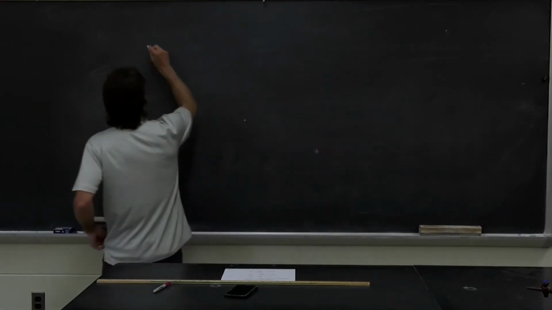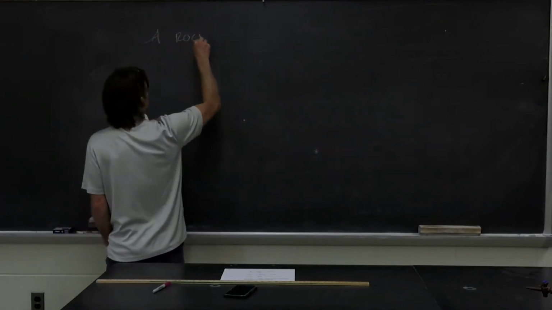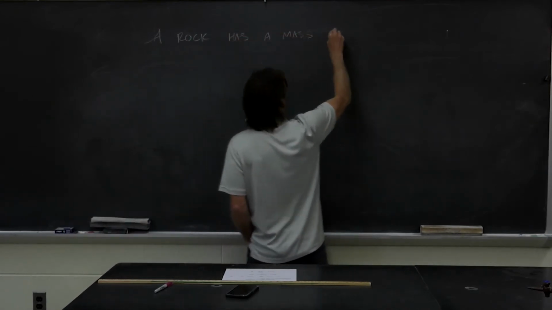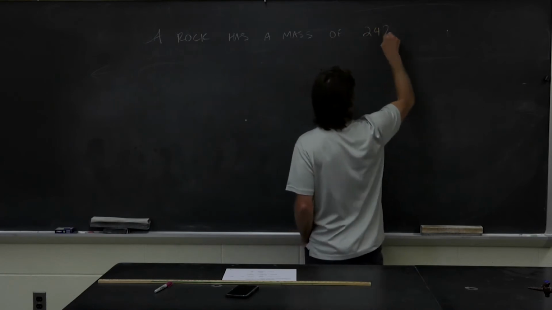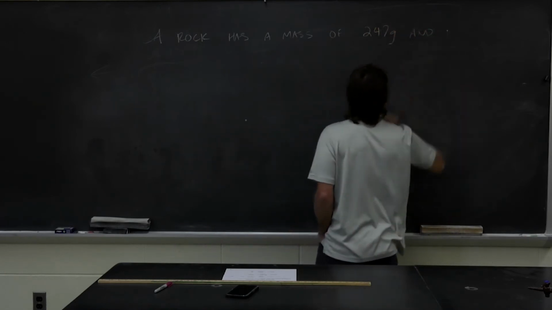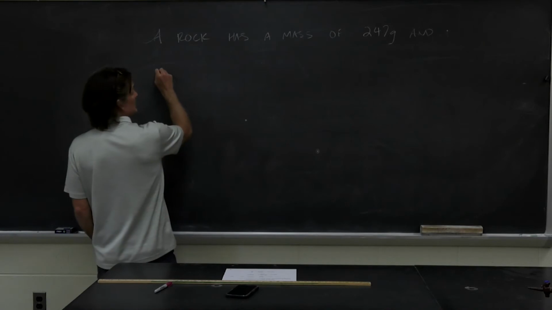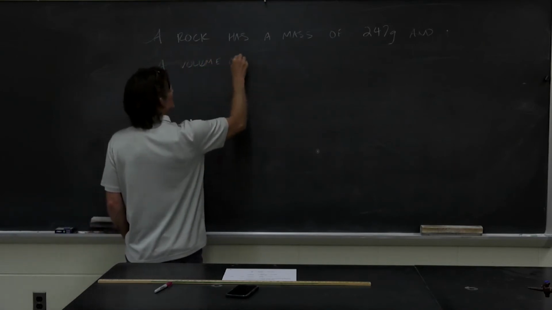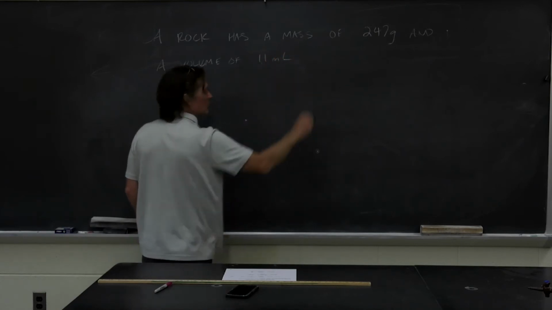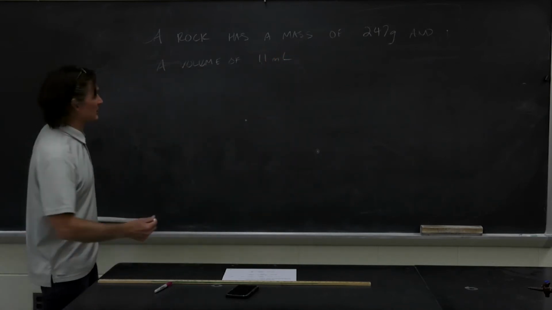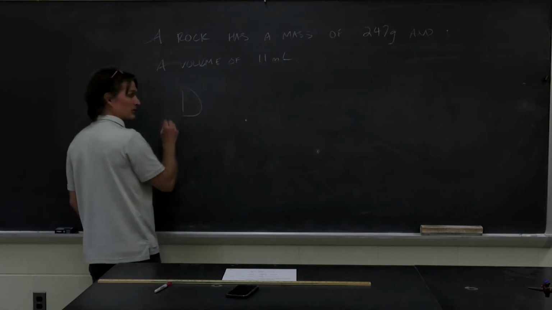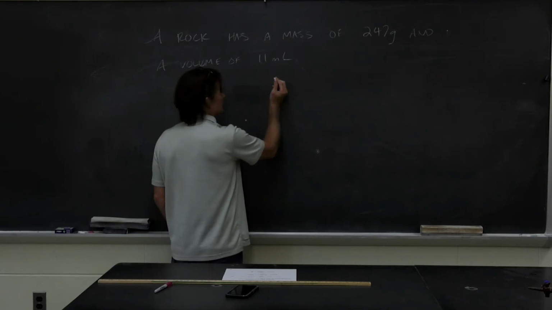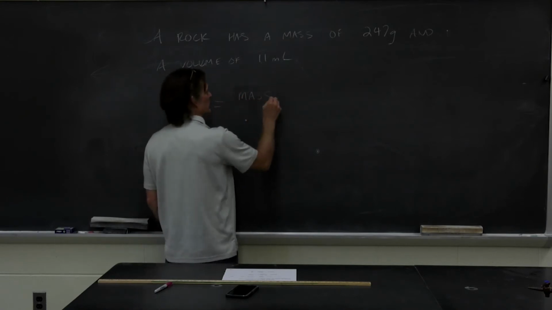Let's say a rock has a mass of 247 grams and a volume of 11 milliliters. What's its density? It's a very simple calculation. If we use the equation, the density is... well, density is mass divided by volume. Let me do that first.